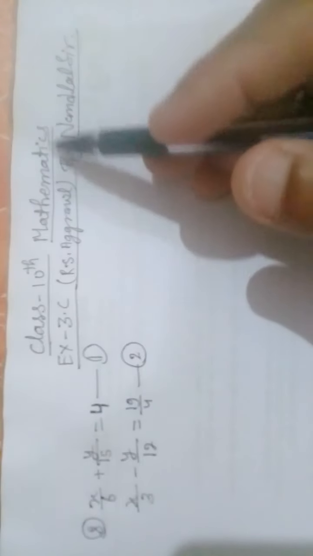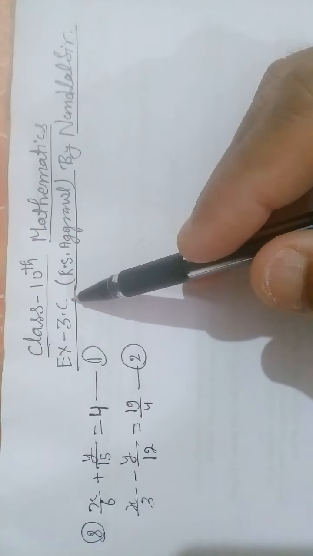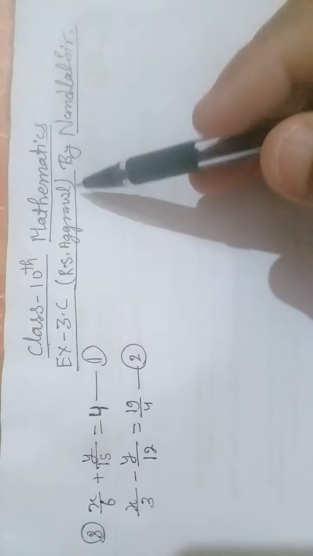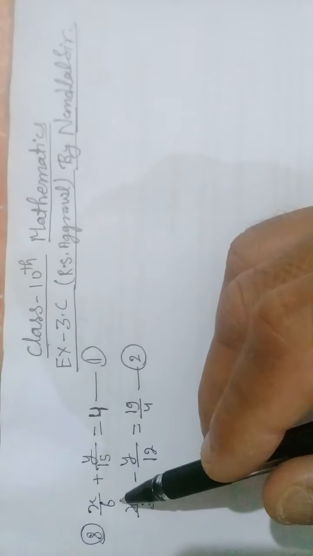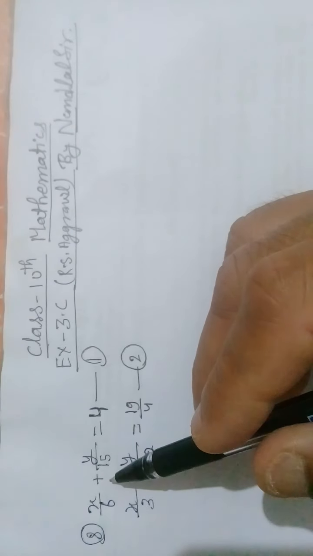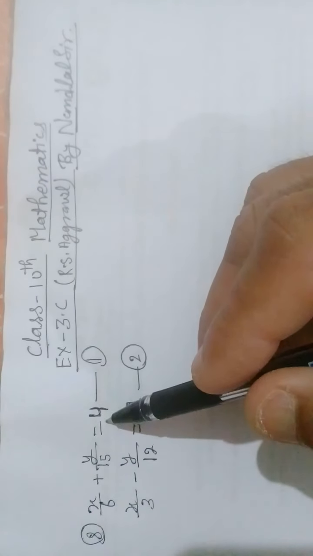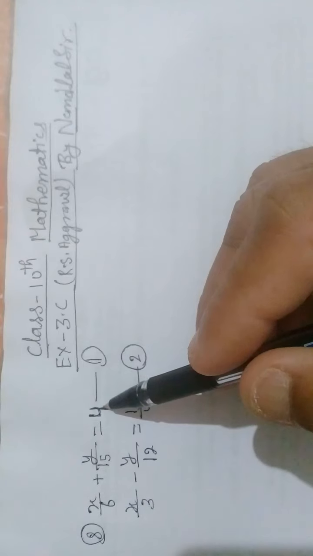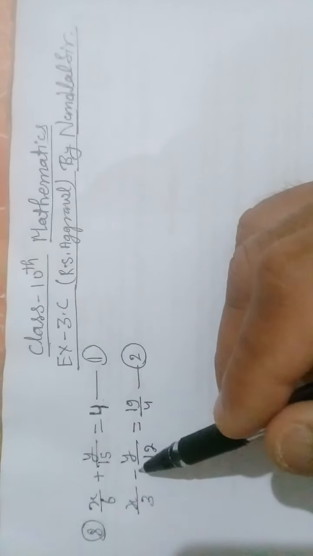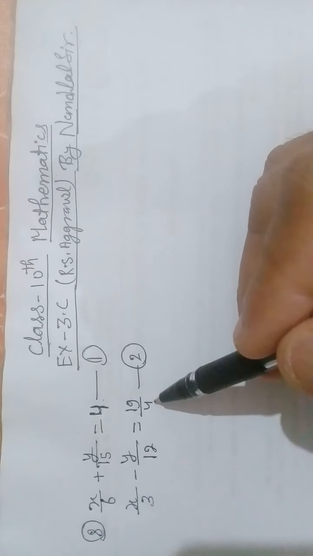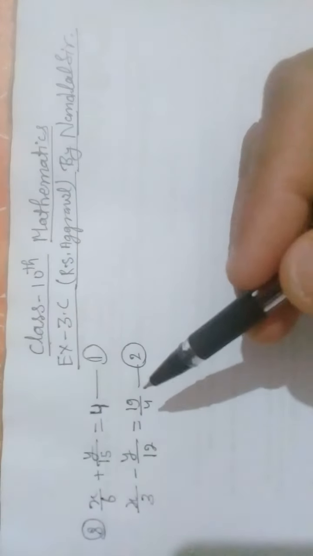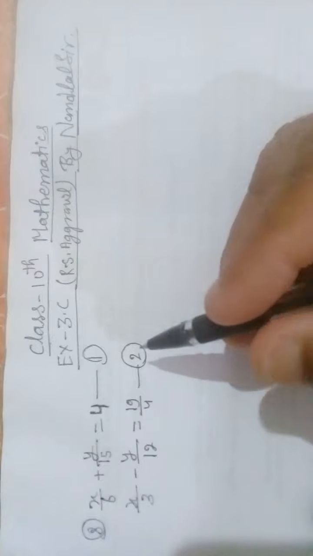Class 10th Mathematics Exercise 3C, R.S. Agarwal, by Nandlal sir. Question number 8: x by 6 plus y by 15 is equal to 4, equation 1, and x by 3 minus y by 12 is equal to 19 by 4. It's my question. Now I am going to solve.